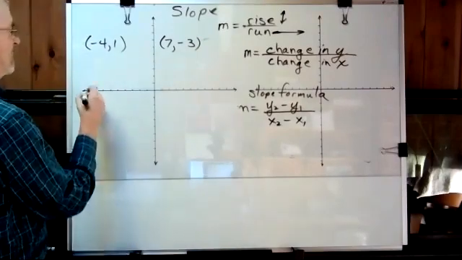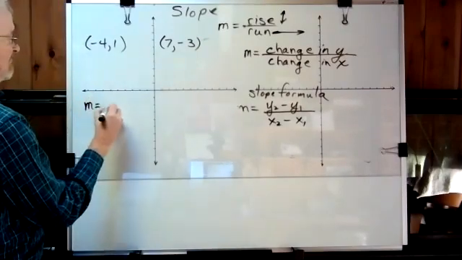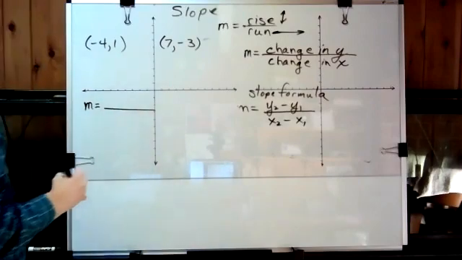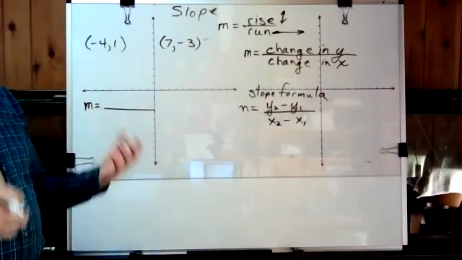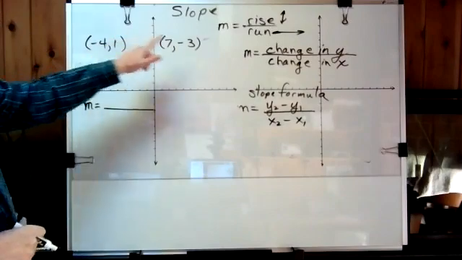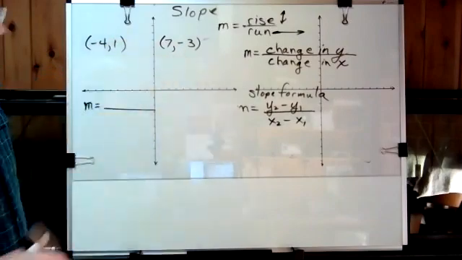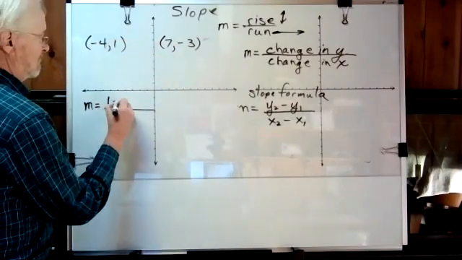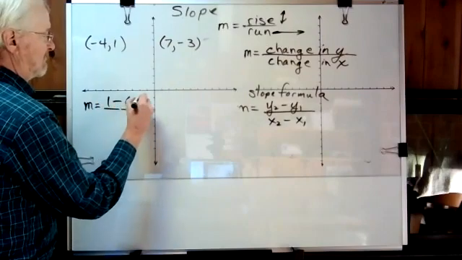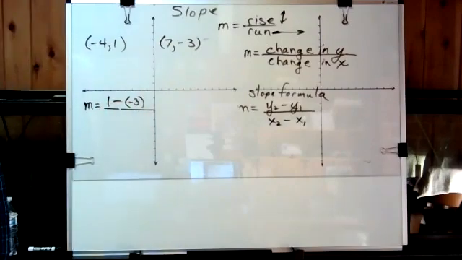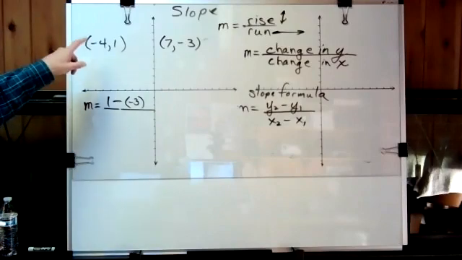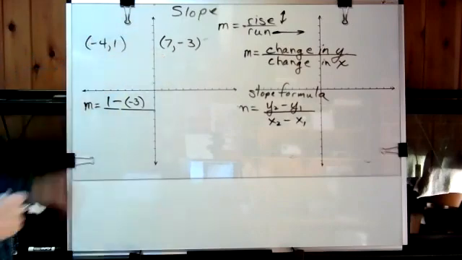So calculating my slope, change in y's, I'm going to say 1 minus a -3. Here's my extra parentheses for that negative number. And change in x's, -4 minus 7.